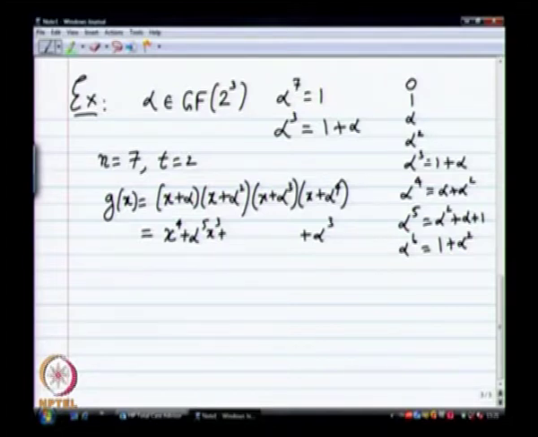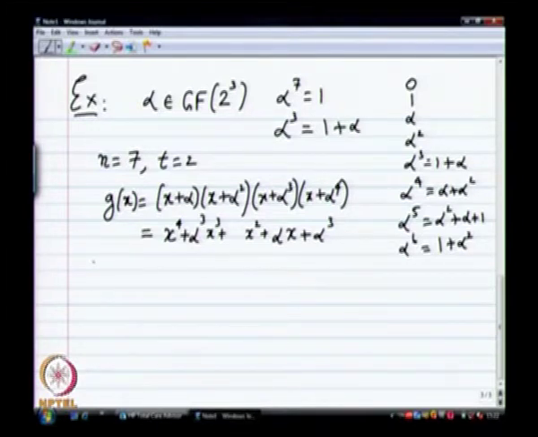Is that okay? Did I make a mistake? Oh, alpha power 3, okay. Okay. What about x squared? Square is simply x square, then x alpha. Okay. So, this is g of x.